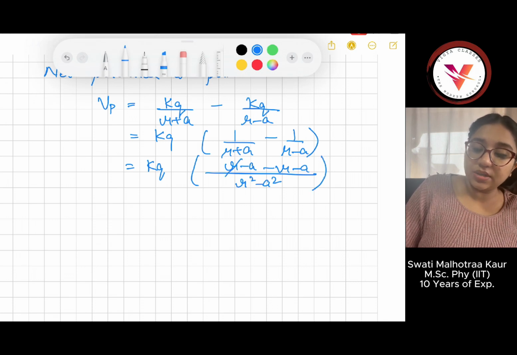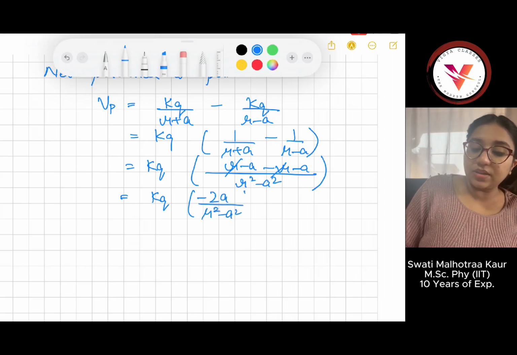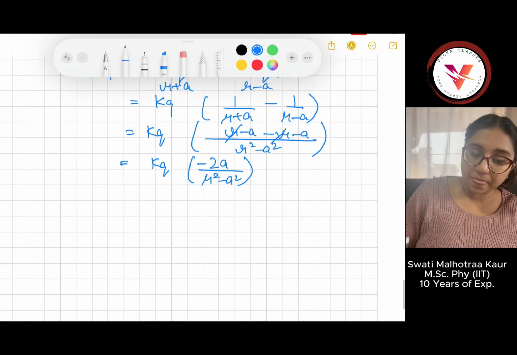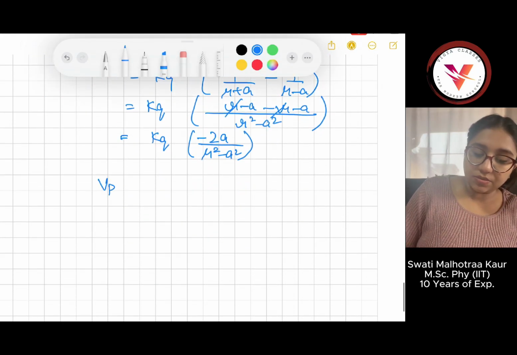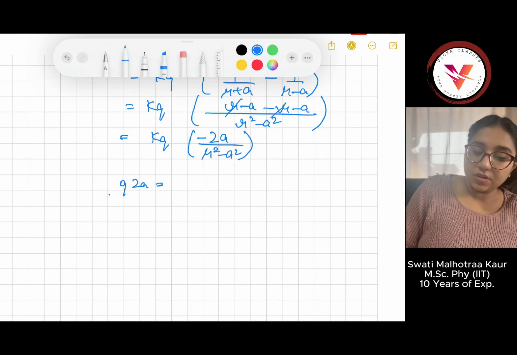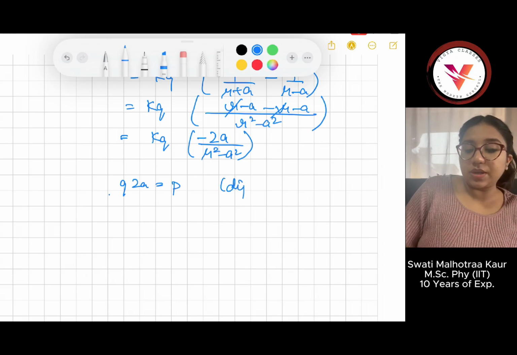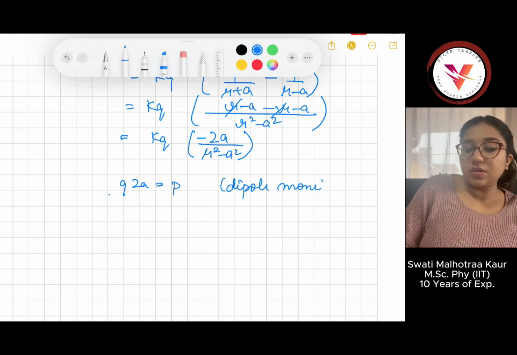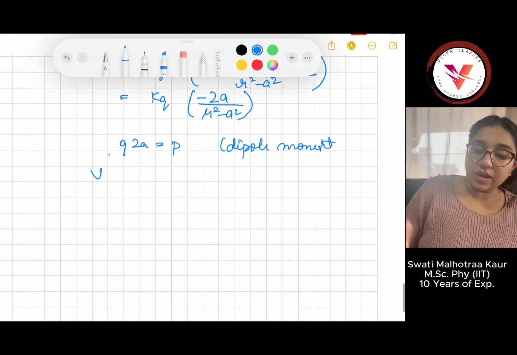You can subtract these two terms, and then it is KQ times minus 2a. Don't worry about the minus sign, it would be covered. Okay, so Q into 2a is P, which is dipole moment, and your potential at this comes out to be minus Kp by r square minus a square.